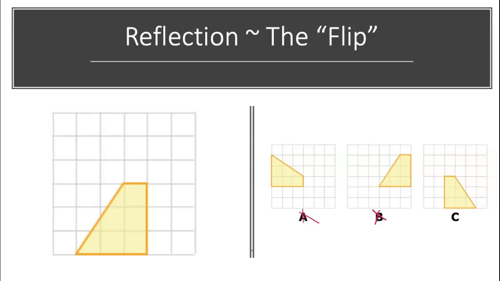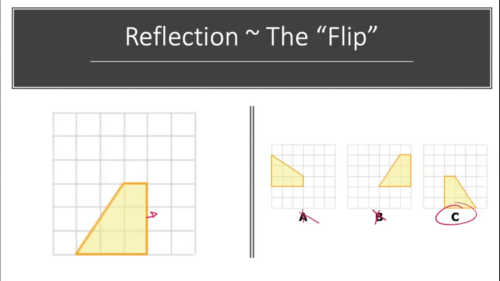C. Could I flip it over to make it look like C? Yeah, I could flip that over. If I flipped it this direction, it would land here. See the 2 long sides, and here's your short top, and then absolutely, that is a reflection.